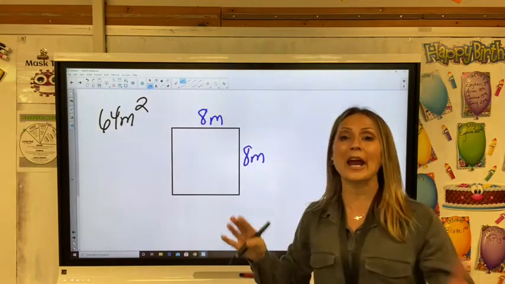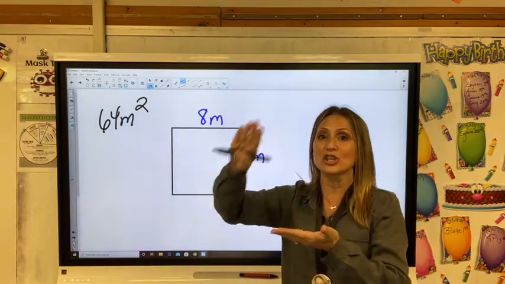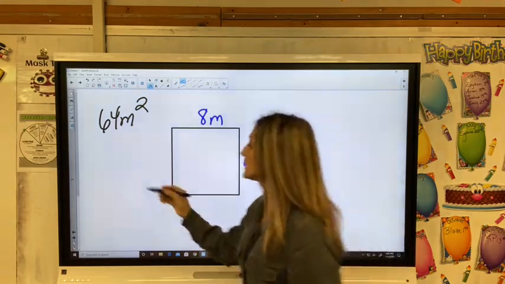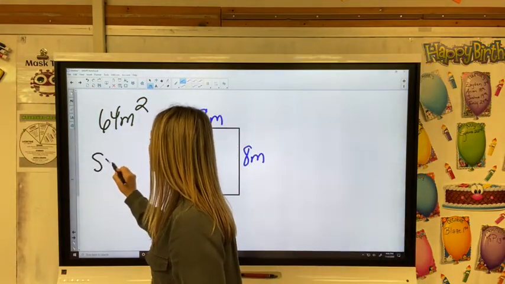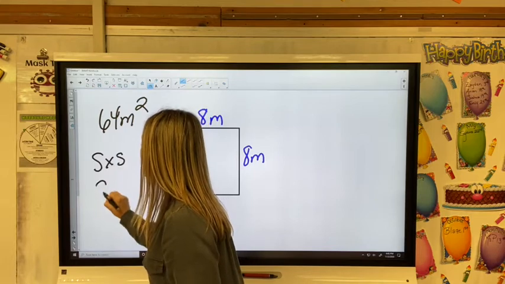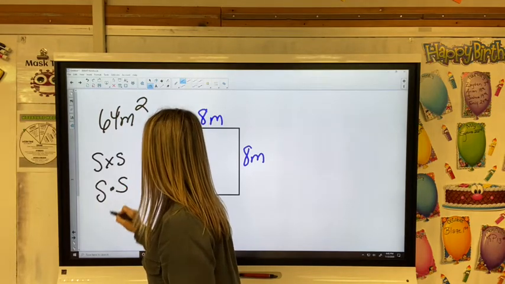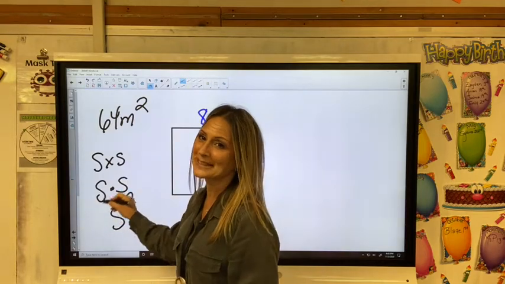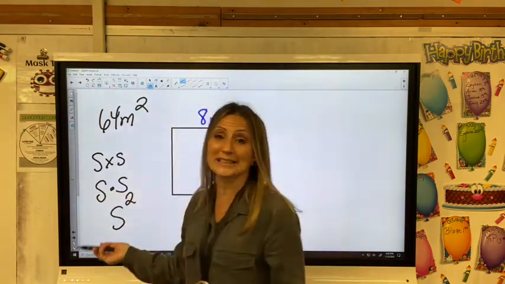But that is the area of a flat, two-dimensional surface. We can decide what formula to use. In a square, we go side times side, which we now know we use the dot, so side times side, or it's side squared.